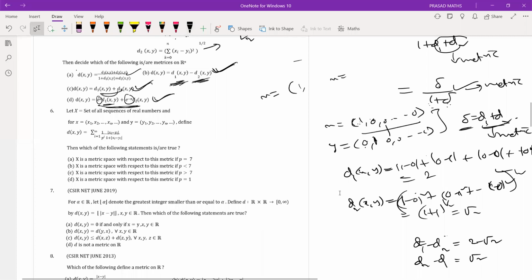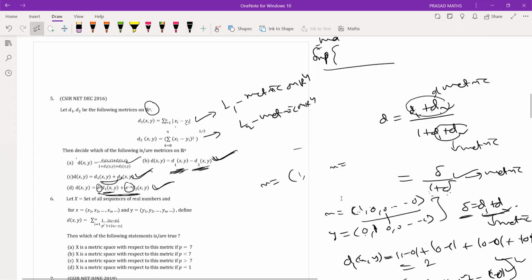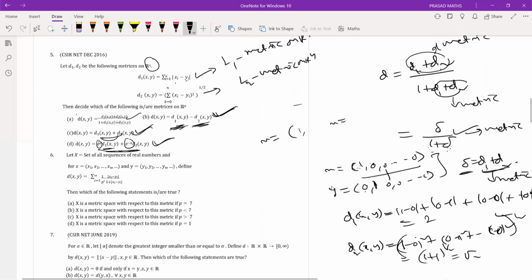Is there any doubt? No, sir. Okay, I hope you understand all the details, but you need to check this. You need to give two elements whose distance is 0 but x not equal to y.